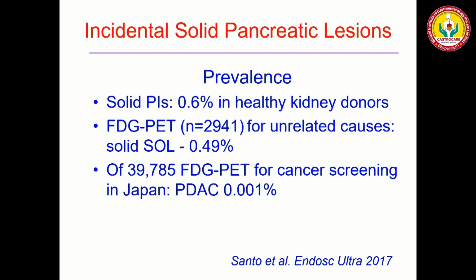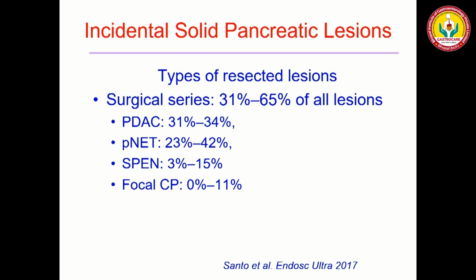Overall, if you look at solid pancreatic SOLs diagnosed incidentally, it's about 0.6% according to one series in healthy kidney donors. In a series of about 3,000 patients who had undergone PET CT for unrelated causes, about 0.5% had a pancreatic SOL. And in a very large series of about 40,000 PET CTs done for cancer screening in Japan, the incidence of pancreatic ductal adenocarcinoma was only 0.001%. So it's not very common to have solid lesions on incidental imaging.